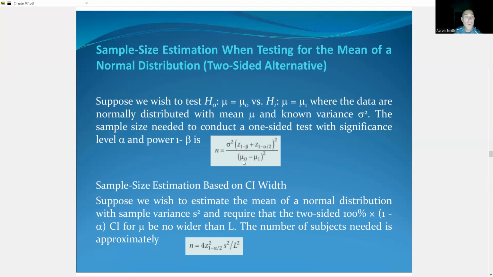All right, so now sample size estimation based on confidence interval width. Suppose we wish to estimate the mean of a normal distribution with sample variance s squared and require that the two-sided confidence interval for mu be no wider than L. The number of subjects needed is approximately 4 times z squared times s squared divided by L squared.